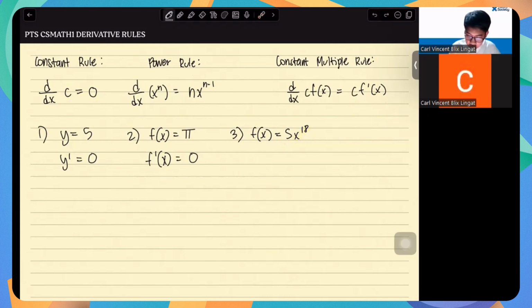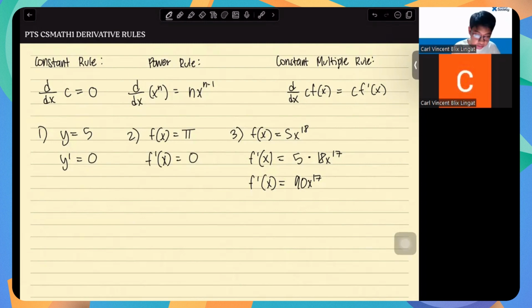So here's how we can do it. First of all, let us apply the power rule to x raised to 18. So f prime of x is equal to 5 times 18x raised to 17. What I did is I brought down 18 and then subtracted the exponent by 1. After that, we multiply 5 with 18. So f prime of x is equal to 18 times 5, which is 90x raised to 17. And that's it. That is our final answer.